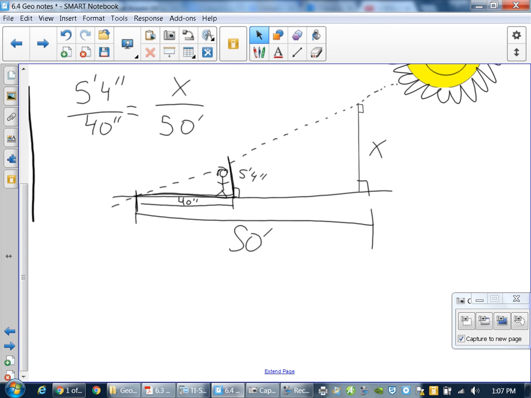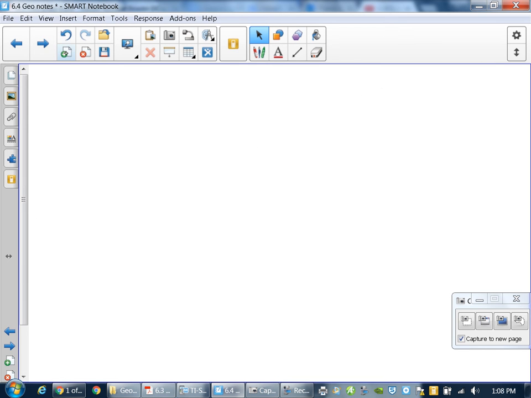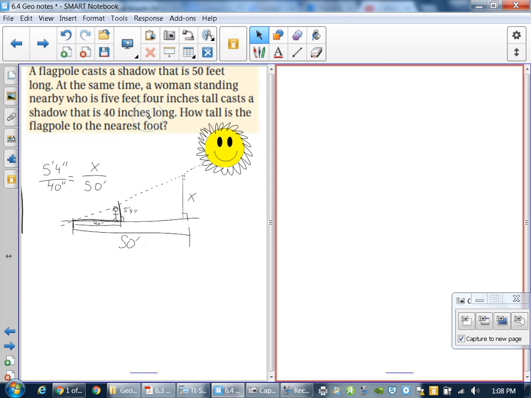So I've got to take this ratio, 5'4" over 40 inches, equals x over 50 feet. So how many inches are in 5 feet? 60. So 5 feet becomes 60 inches. Add another 4 inches, and 5'4" is 64. So I have 64 over 40 is something over, well, 50 times 12. Well, 5 times 12 was 60. Add a 0, you get 600.